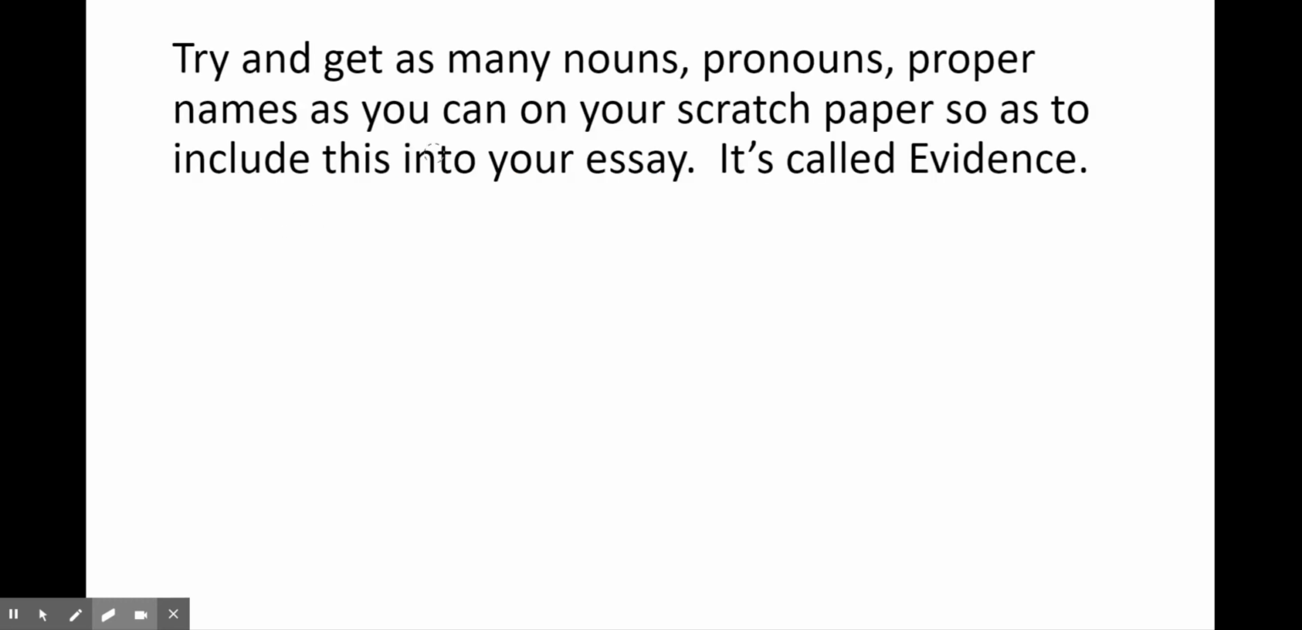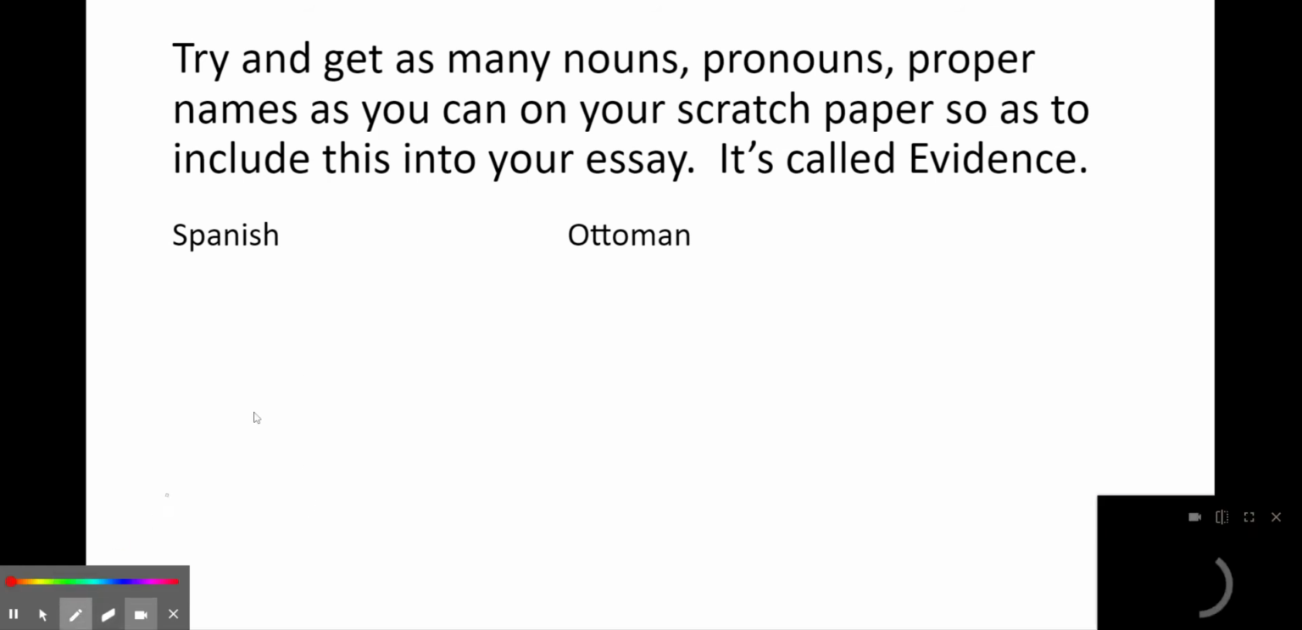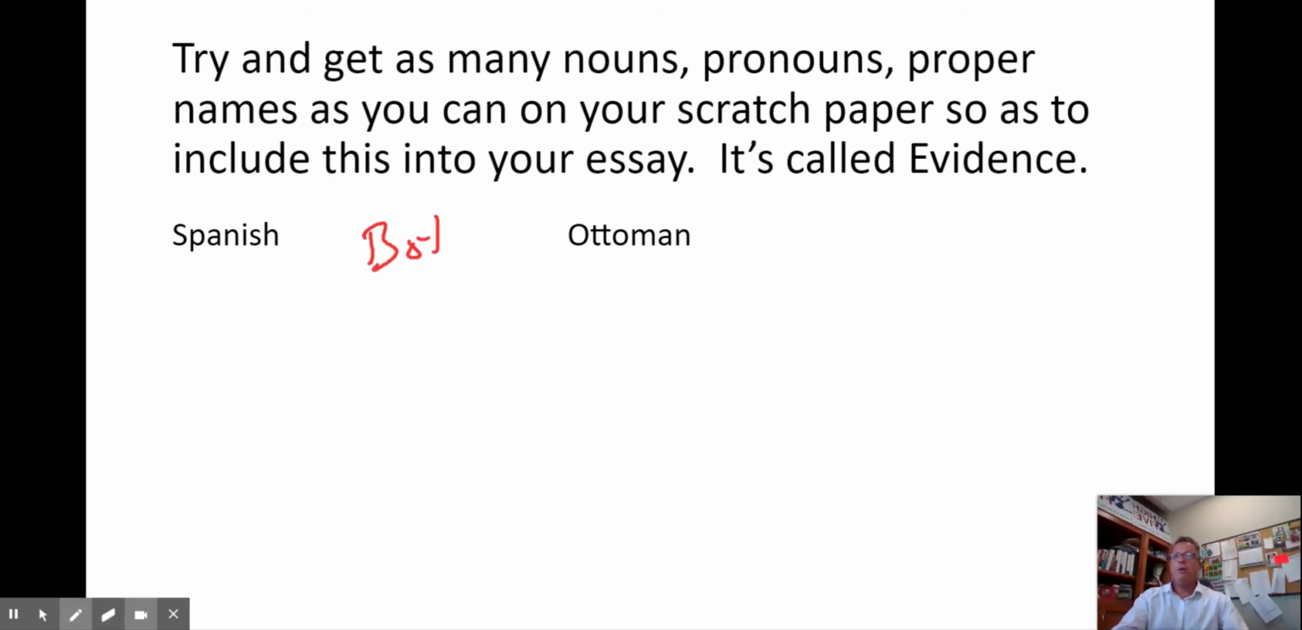Okay, try to get as many nouns, pronouns, proper names on your piece of paper as you can. We've already looked at that. Like if you're going to Spanish here, just again, you can do that. And we just kind of did that. And again, then you can start to get into the whole both right down the line there.